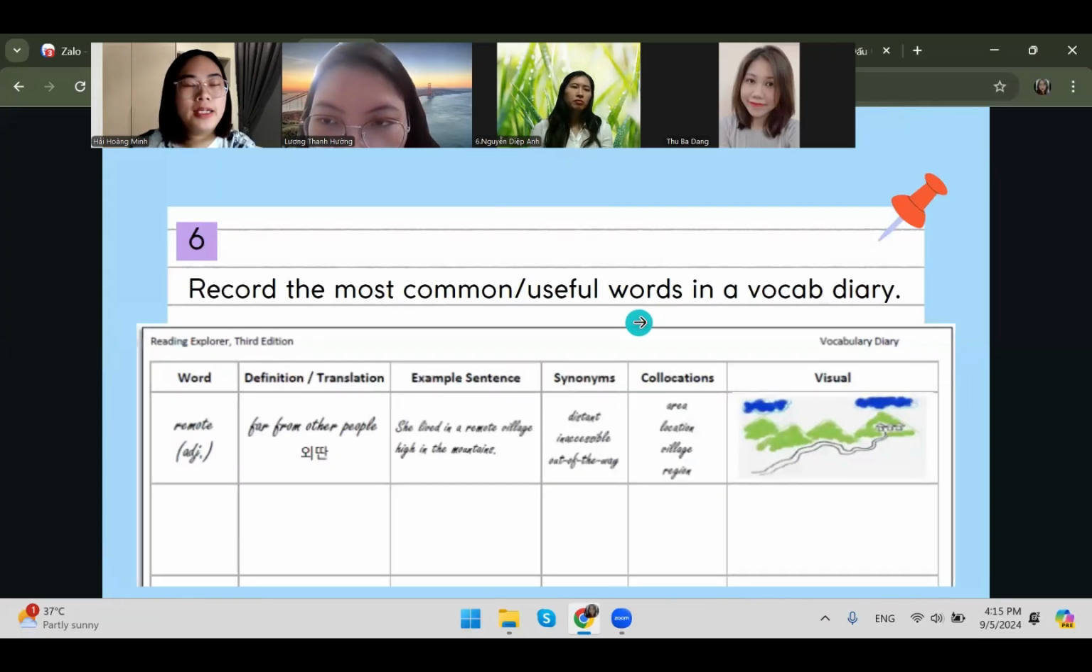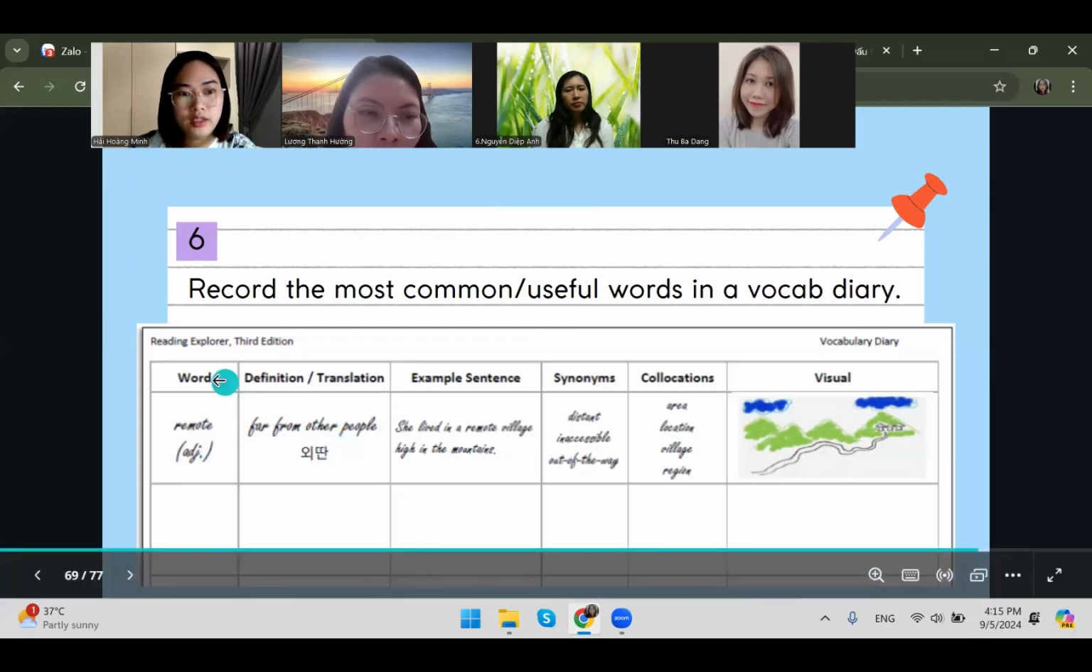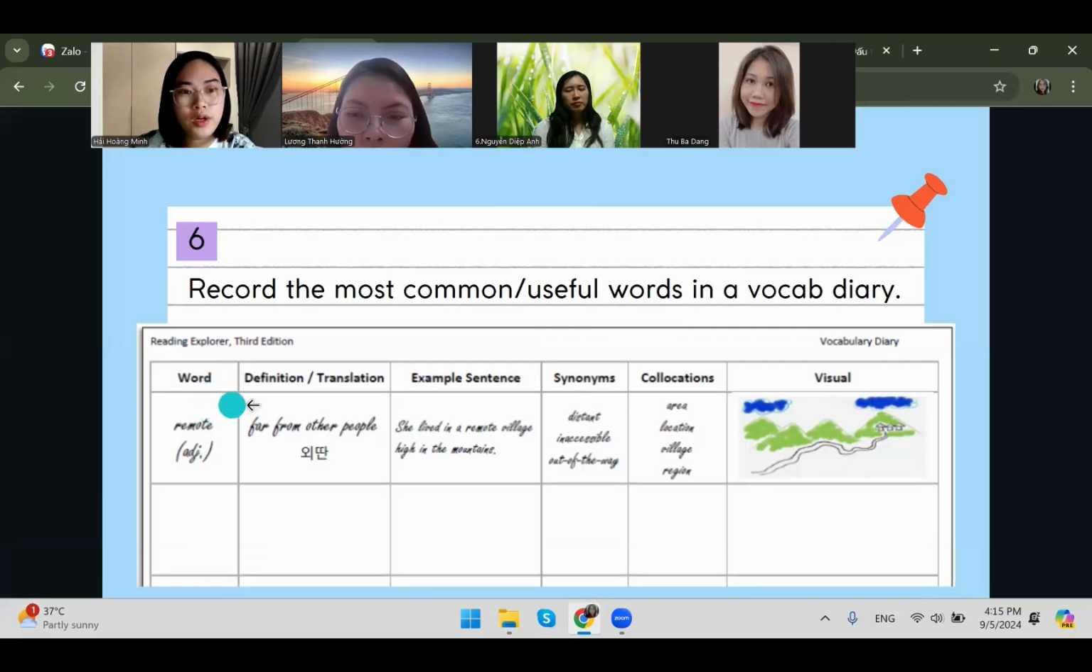Okay, so the next step is to try to record the more common words in a vocab diary. In this step, you should find any unknown word and put it in your vocab diary, and in the 7 times reviewing, you can revise these words. Try to categorize them by word meanings, example sentences, and try to find the synonyms and the collocations. And if you like, you can maybe draw some pictures of your word to easily imagine it, right?